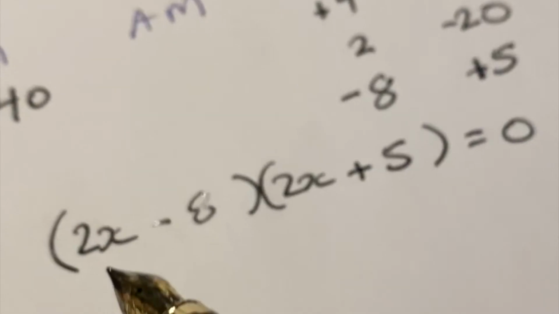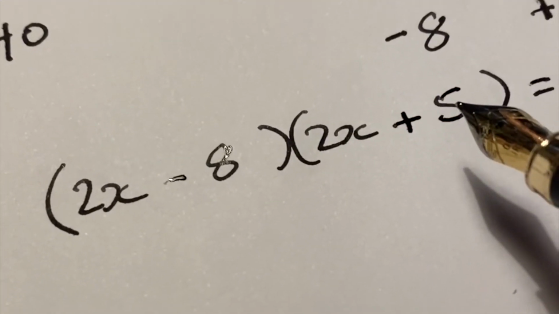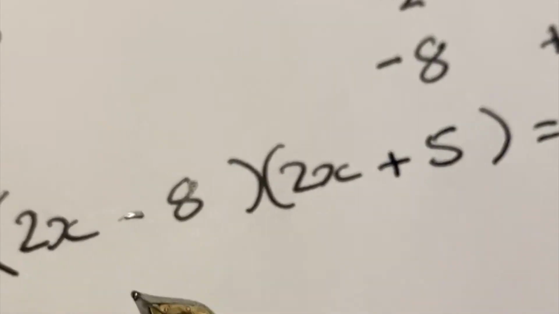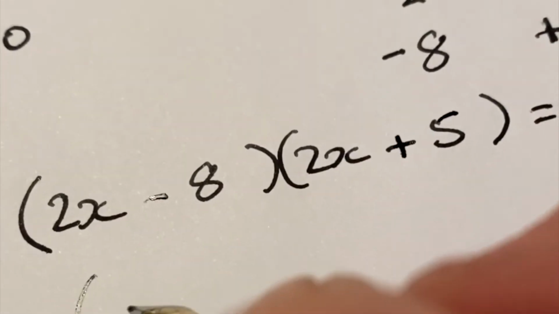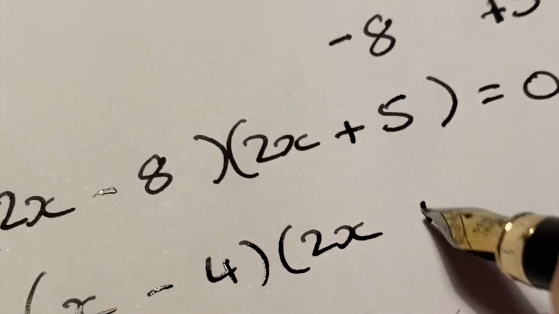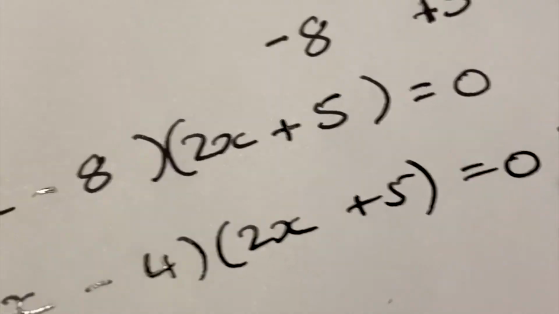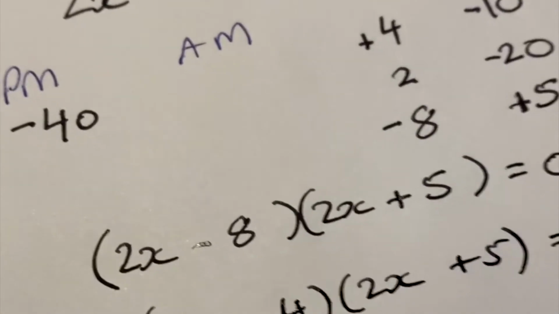Now I have to consider, is there a common factor in these? If there is, I need to take the common factor out, and you'll see why that works really, really well. I can see 2 goes into both of these. So I'm going to divide both these terms by 2, and I'm left with this. And that's really good. Let's just test to see if this works.